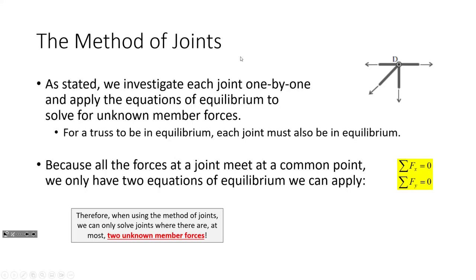What I mean by that is each joint is a little bit easier from a mathematical perspective, but when we're using the method of joints, we can only solve joints where there are at most two unknown forces. When you're dealing with the method of sections, you can solve for three members at a time. For the method of joints, only two members at a time. So that's one of the reasons why it's a little bit more tedious.